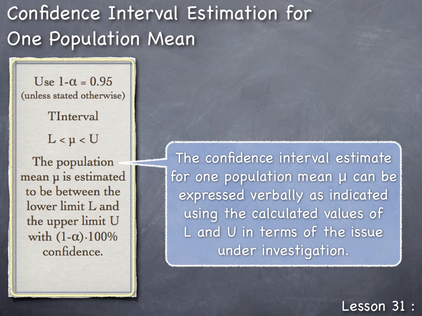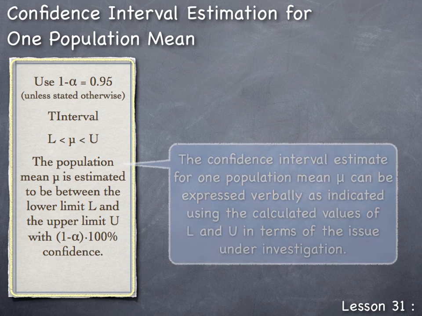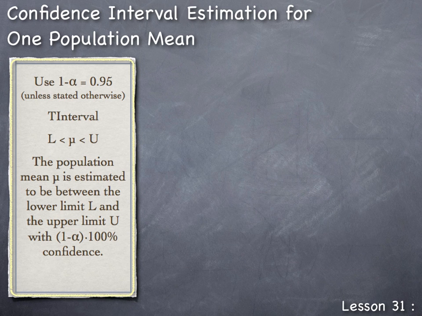So we can say that the population mean mu is estimated to be between the lower limit L and the upper limit U with 1 minus alpha times 100% confidence. The upcoming examples help demonstrate how to construct a confidence interval estimate for one population mean.